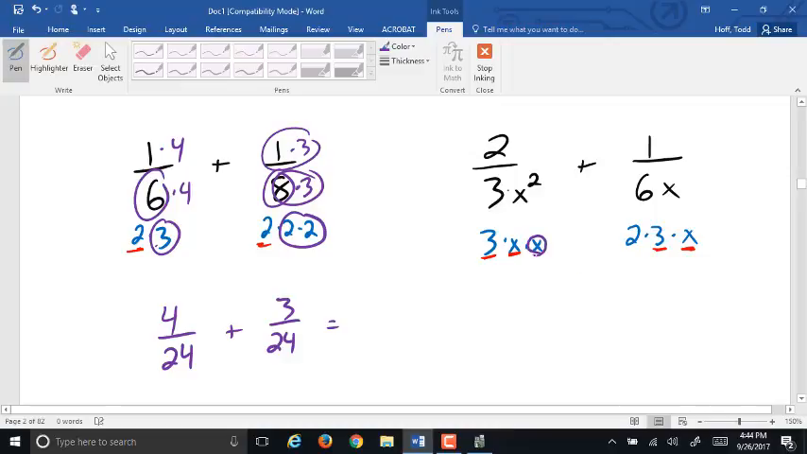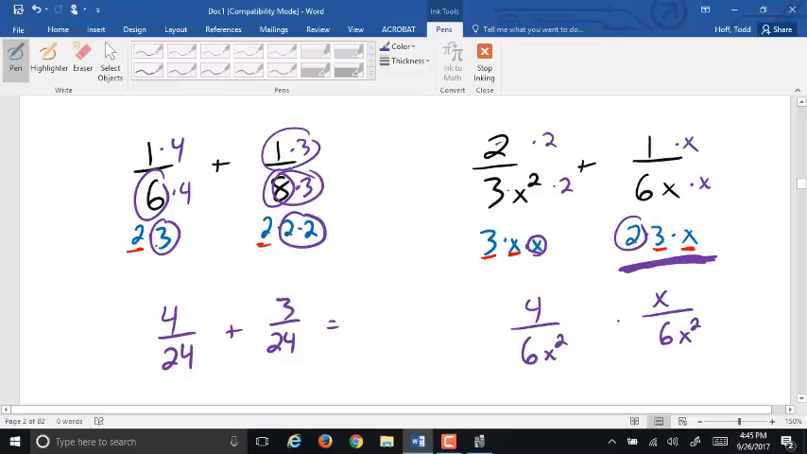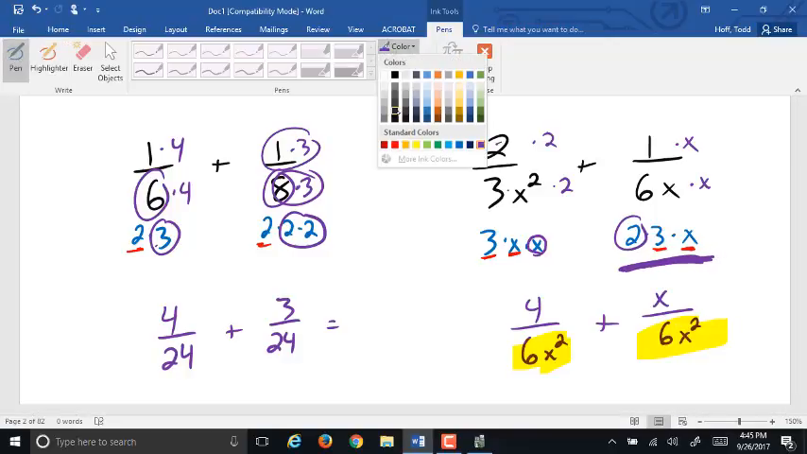This one has an extra x, doesn't it? So this one has to be multiplied by x on top and bottom. 1 times x is x. 6x times x is 6x squared. What's extra in this one? The 2. So we have to multiply by 2 on top and bottom over here. 2 times 2 is 4. 3x squared times 2 is 6x squared. They now have common denominators. We will play with that more later.